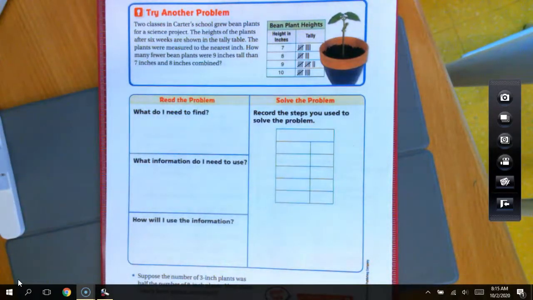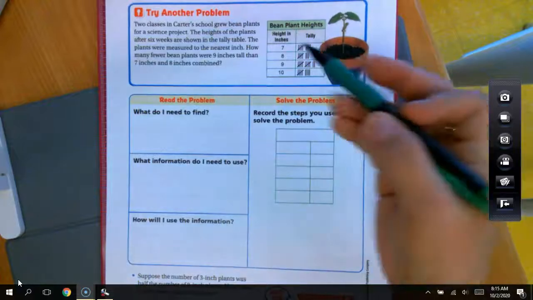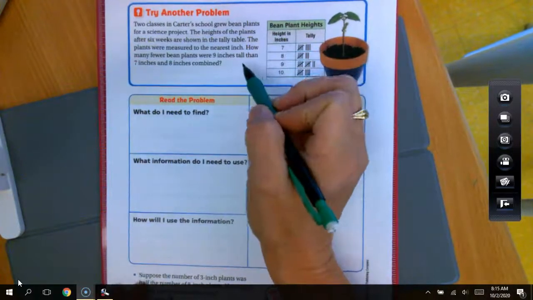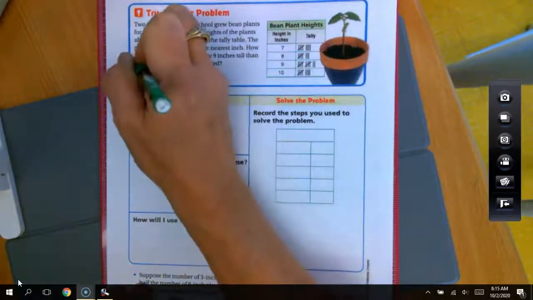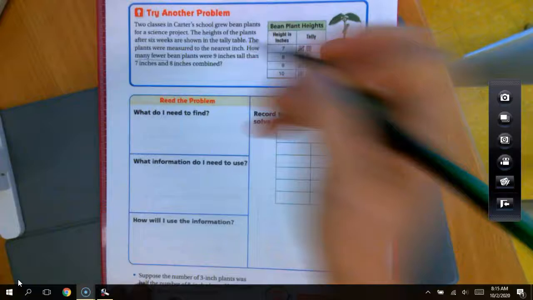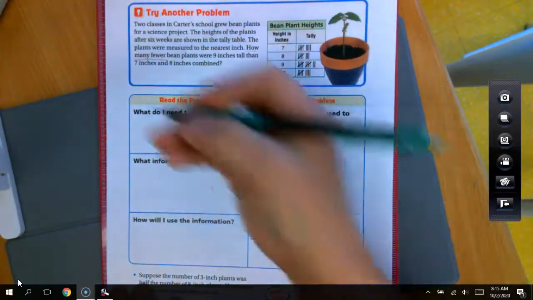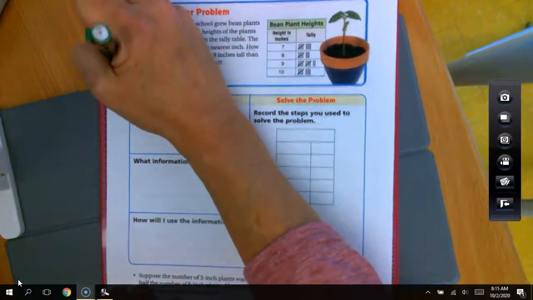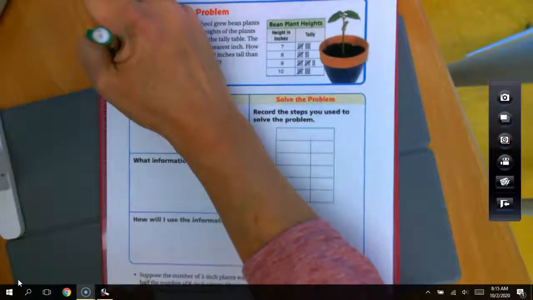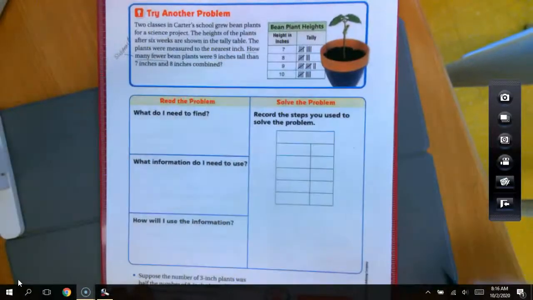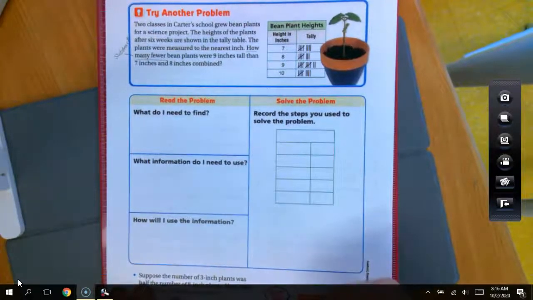Okay, now boys and girls, this is going to be a 2-step problem. So first, I need to look at what my question is asking. How many fewer? Well, if I see the word fewer, how many fewer, I know I'm going to need to subtract. So I'm going to write the word subtract over to the left.